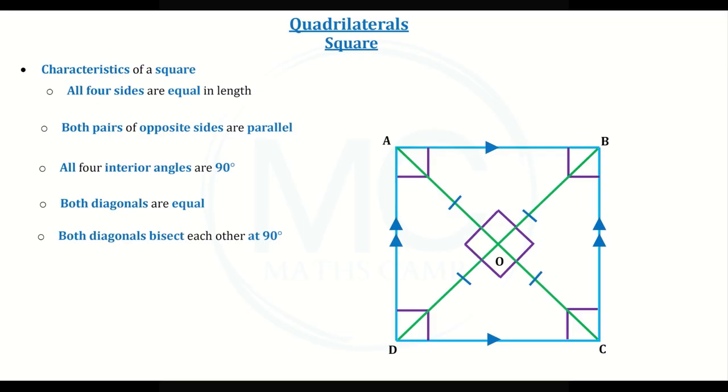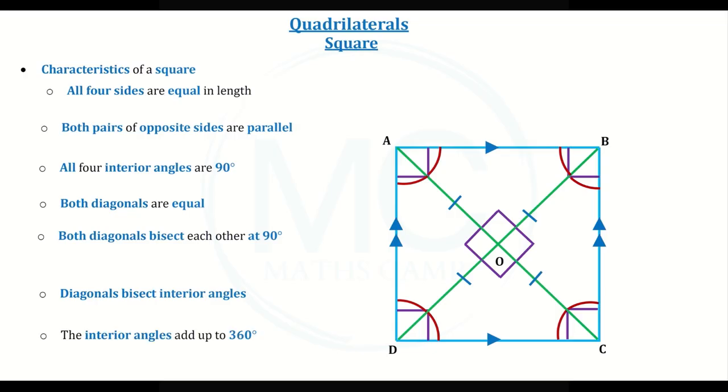Finally, the 6th characteristic of a square is that not only do diagonals bisect each other, they bisect interior angles. This means that the diagonals cut each interior angle in half. We know that each interior angle of a square is 90 degrees, so the diagonal will cut each interior angle in half into 2 45-degree angles at A, B, C, and D. Finally, just like all other quadrilaterals, the sum of the interior angles of a square will always be 360 degrees.